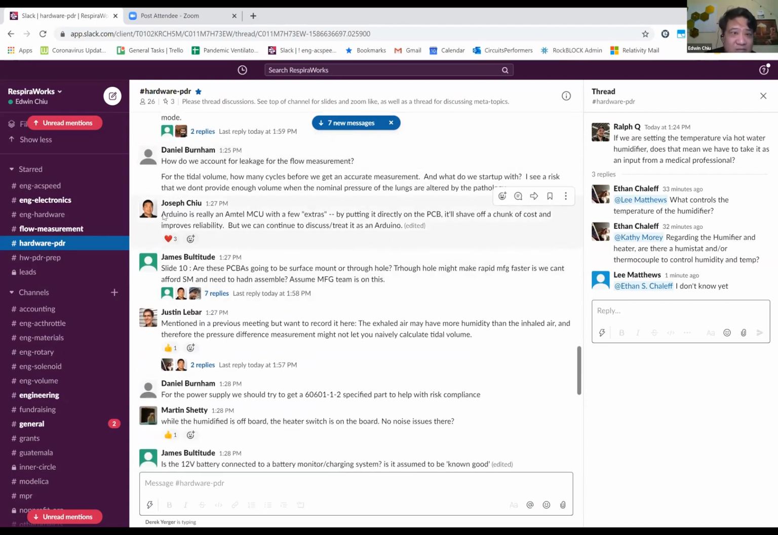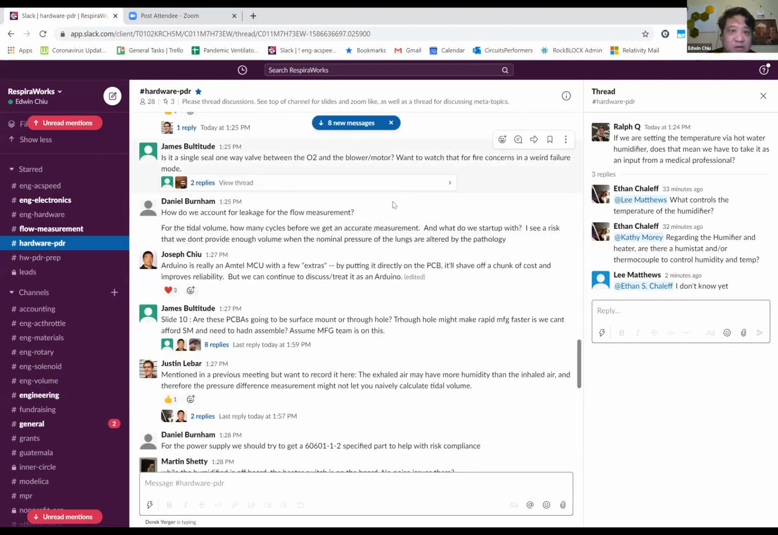And this is what Joseph writes right here: Arduino is really an Atmel MCU with a few extras. By putting it directly on the PCB, we'll save a chunk of cost and improve reliability. Yeah, I agree with that. On the other hand, it does add extra risk by adding complexity to the board. If we do have a controller on a module, then we know that it works and we just plug it in. If we design it on the board, there is a risk that we'll design it wrong and something won't work. And for that reason, I suggest that we keep the board as simple as possible and try to incorporate as few new things as possible, but that's up for discussion.